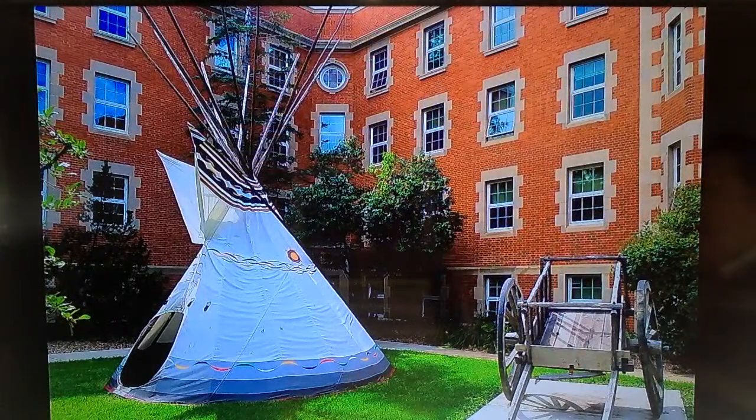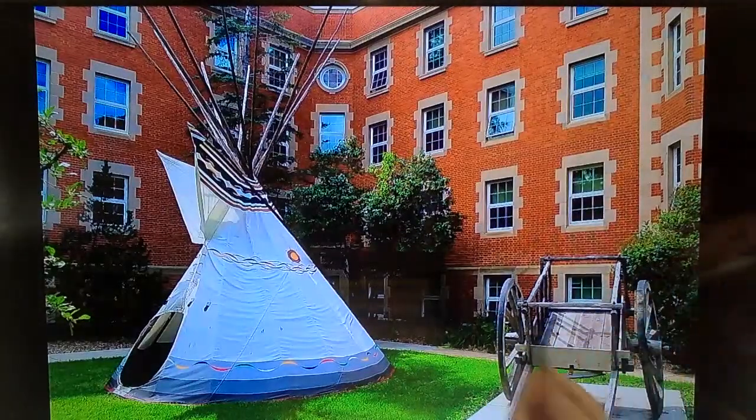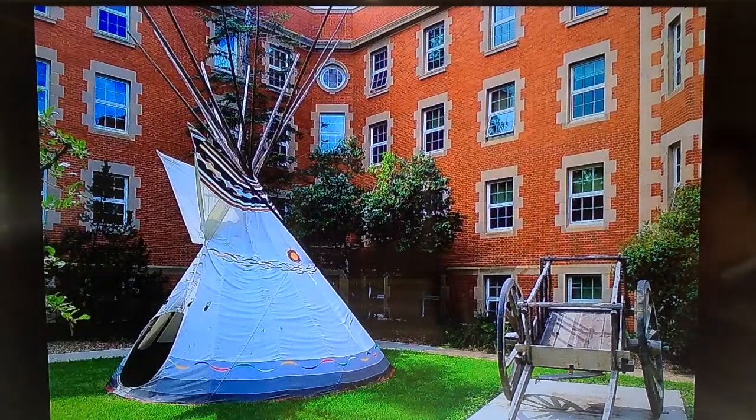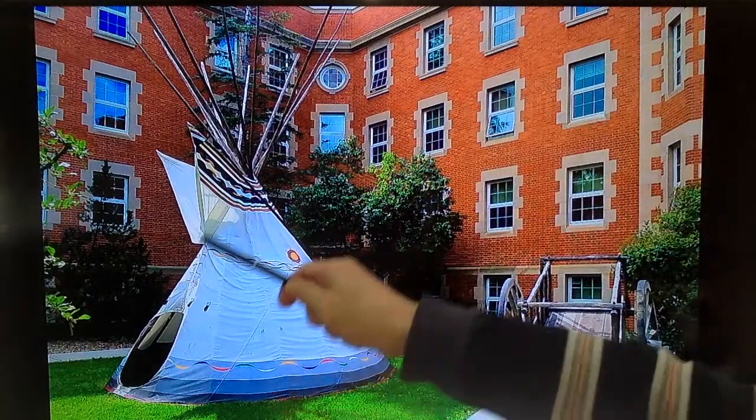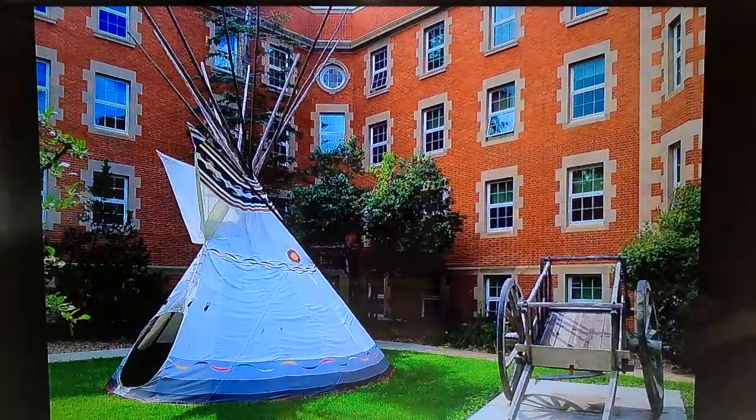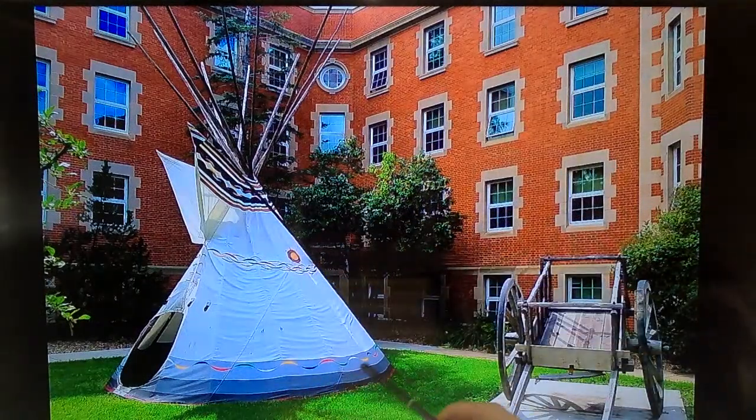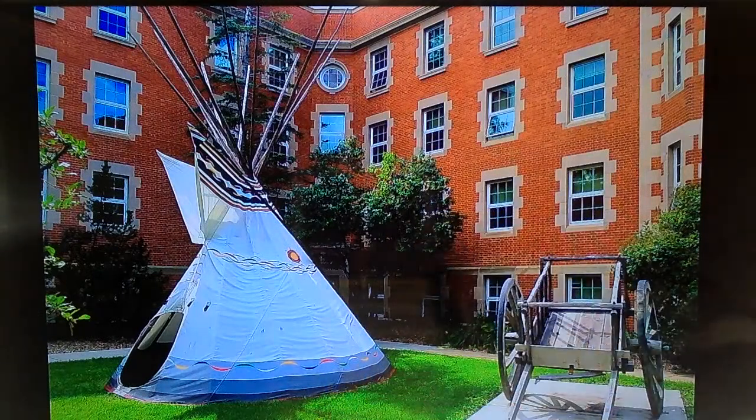This is inside the northern part of Canada. You also have Indians, I mean indigenous people, so you have some totem poles and things like that. It looks like a camping tent, but this is the Canadian indigenous people's house.